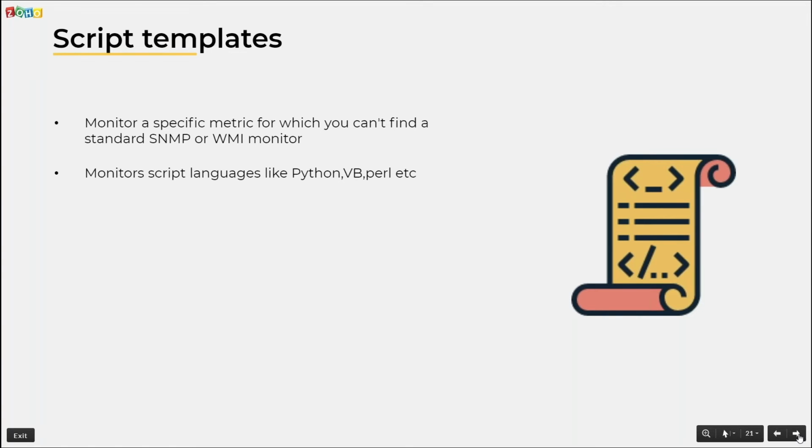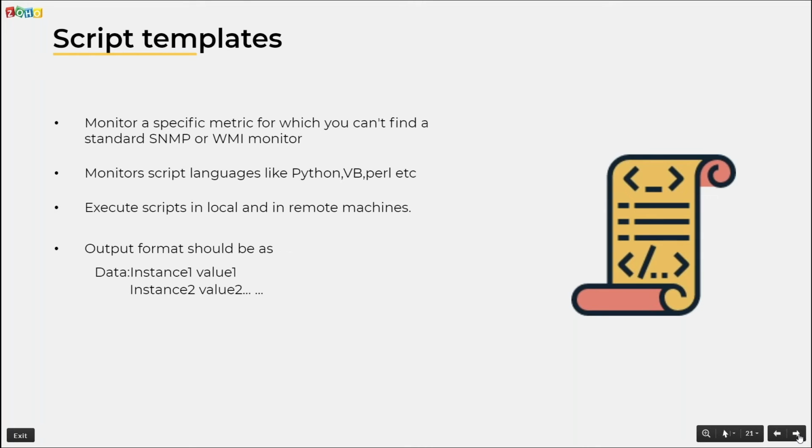You can write your own script in any of the languages like Python, Shell, Perl, VB, and those scripts can be directly implemented or imported right within the tool, and the devices can execute those scripts and get you results. You can execute those scripts either on local machines or on remote machines as well. The output format of these scripts has to be in a predefined model: it has to give you the instance and its respective value, and then the next instance and the next value. This is how your output format has to be. So this is one of the basic requirements we have.